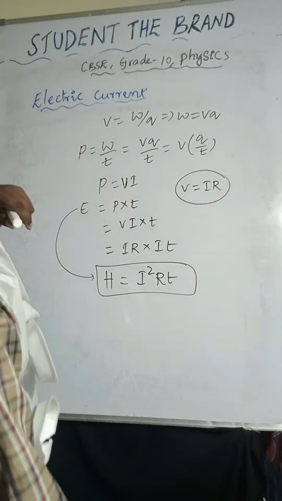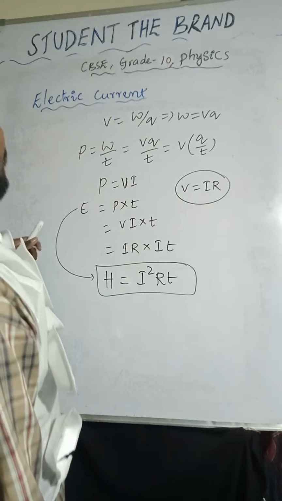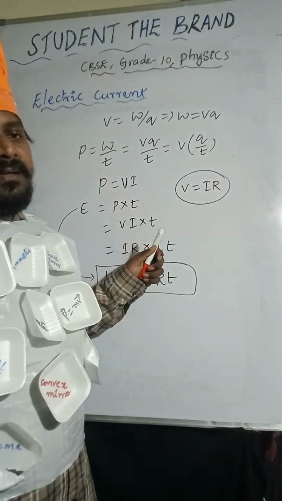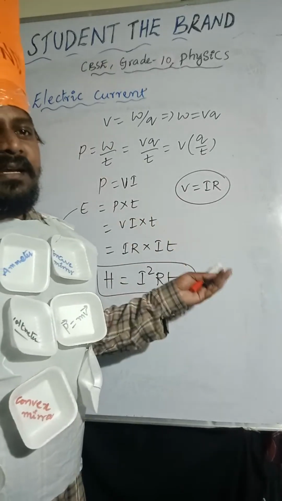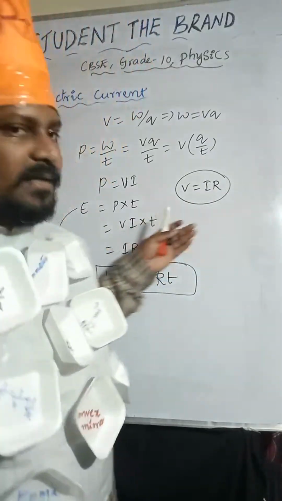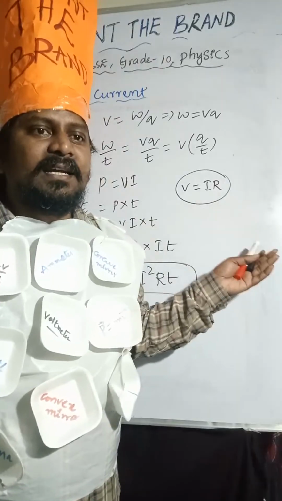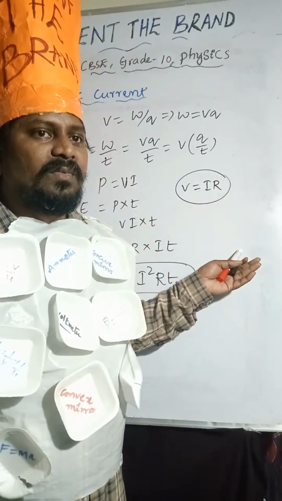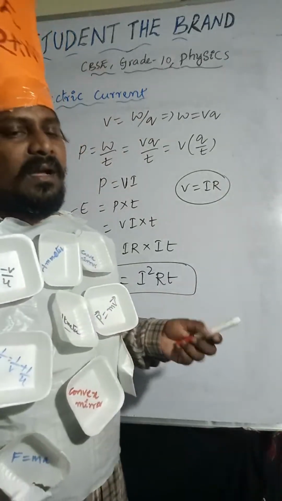Here you can observe one thing. The heating effect of electric current is nothing but the source of energy continuously getting dissipated entirely in the form of heat. Whatever energy is given to the conductor, the total energy continuously gets dissipated entirely in the form of heat. That is called the heating effect of electric current or Joule's law of heating. I hope it is very clear.